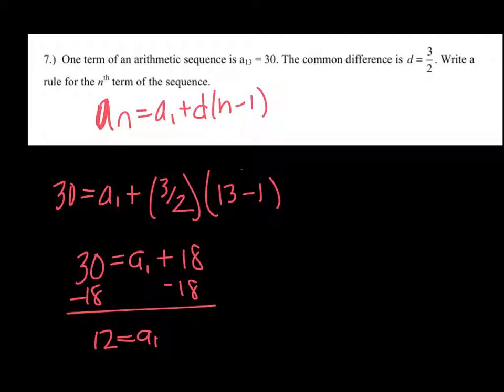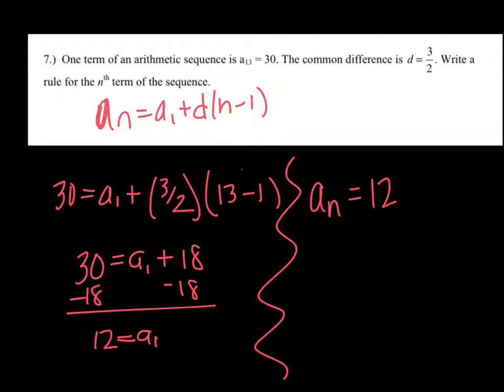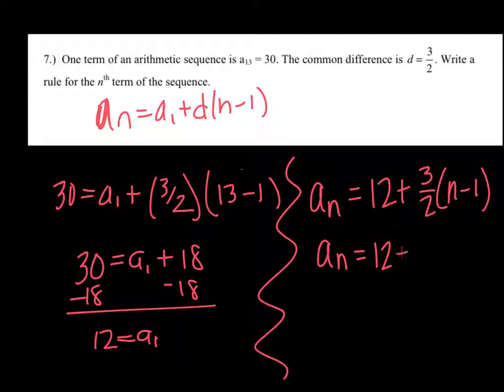So now that we know that 12 is our first term, we can go over here and write our rule. So a sub n, whatever term number we're trying to find, is going to equal 12 plus 3/2 times n minus 1. So if you leave it like this, guys, I am okay with that, but I am going to simplify it and say a sub n equals 12 plus 3/2 n minus 3/2.